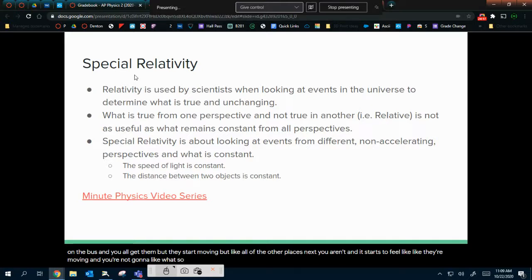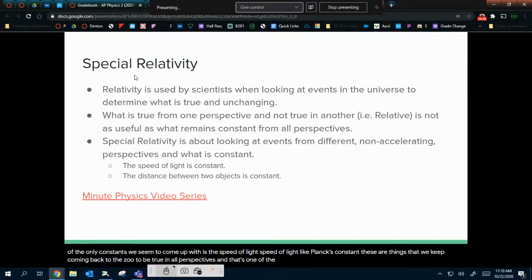So the whole deal here with relativity is that we're trying to figure out what is not relative, essentially. Like, what is constant? One of the only constants we seem to come up with is the speed of light. The speed of light, like Planck's constant. These are things that we keep coming back to that seem to be true in all perspectives.